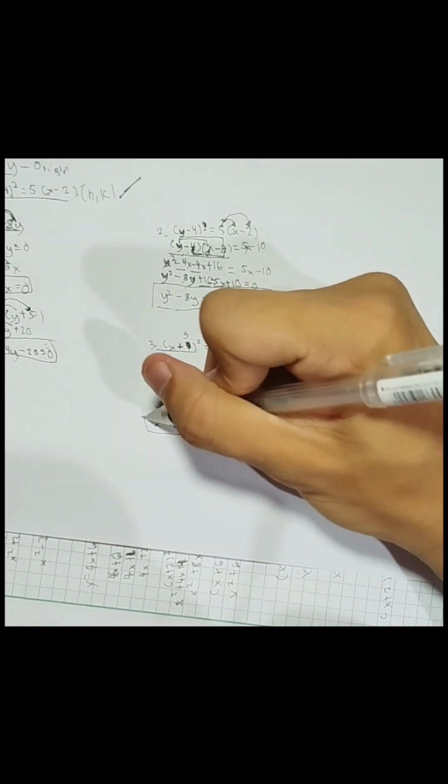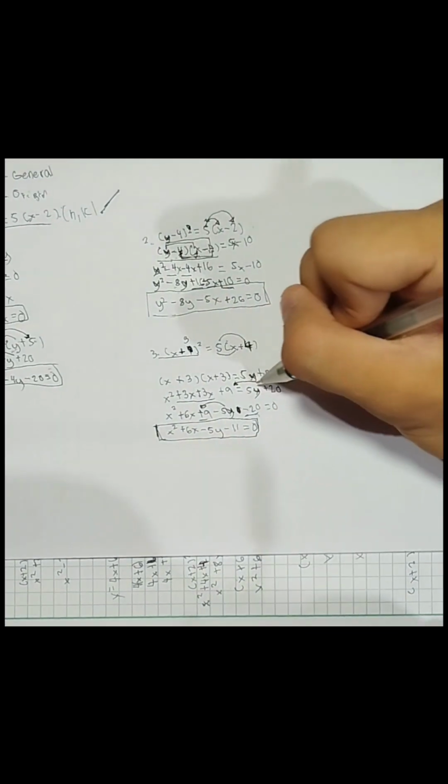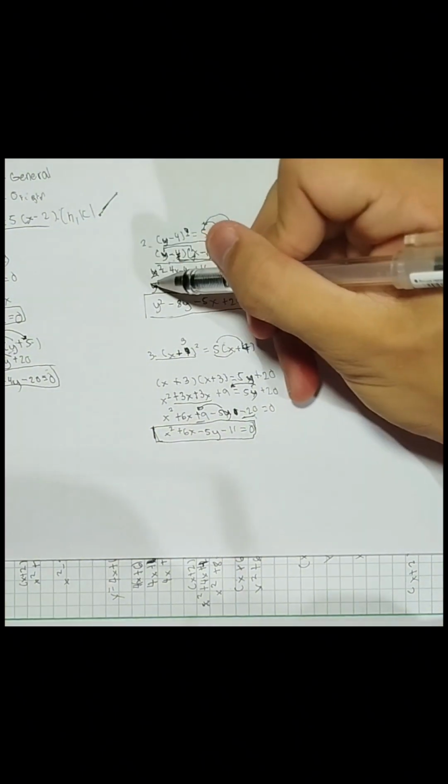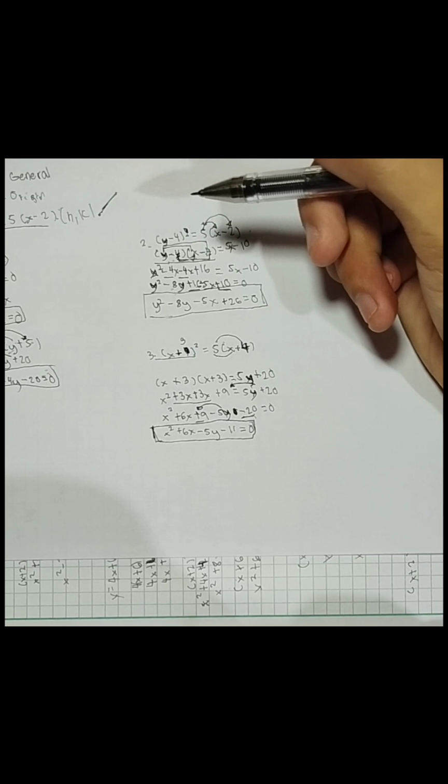I'm sorry for many mistakes. Remember, it should be x and y, not x and x. Those are just my mistakes. So that is how you transform standard to general.